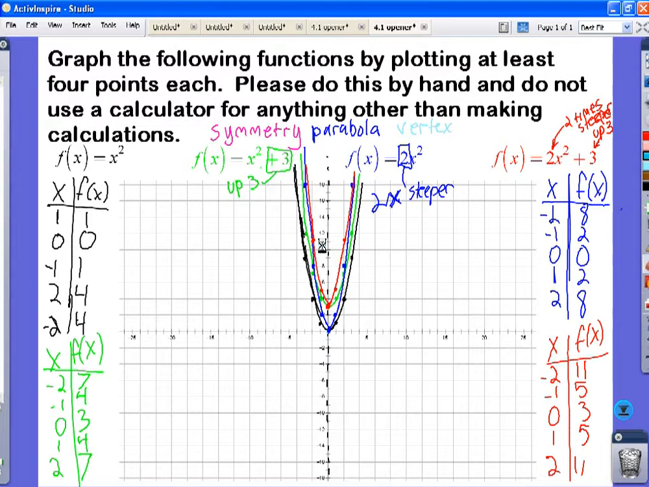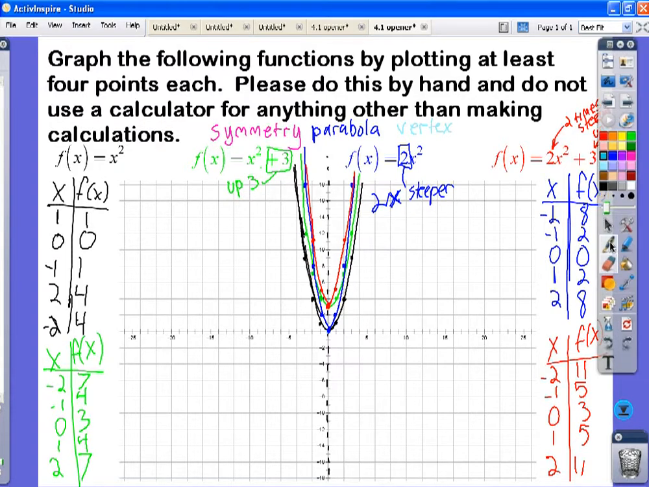So does it look the way we expected it to look? Yes. No? Like we said, it would get wider. I don't know why. Well, we said it would get steeper, right? Multiplying this by 2 makes it steeper.